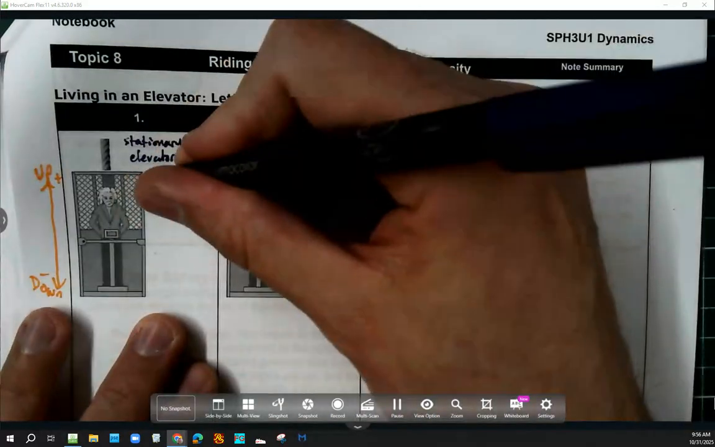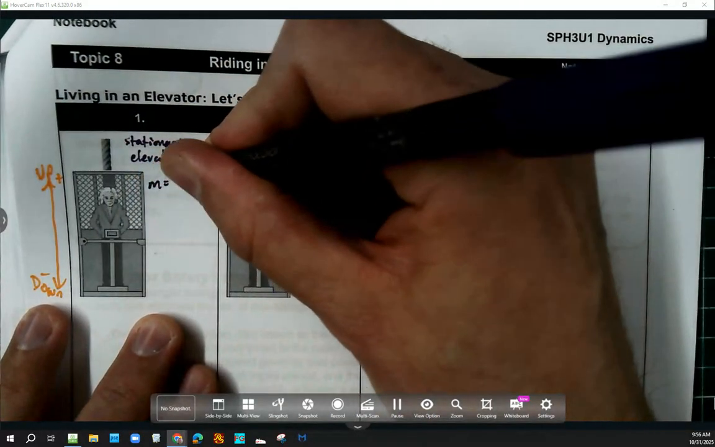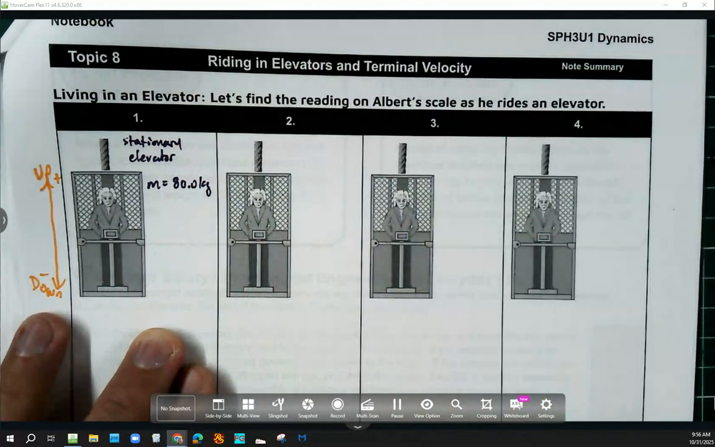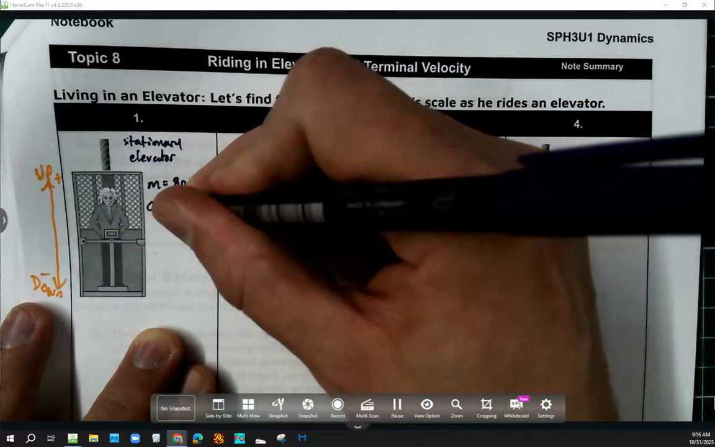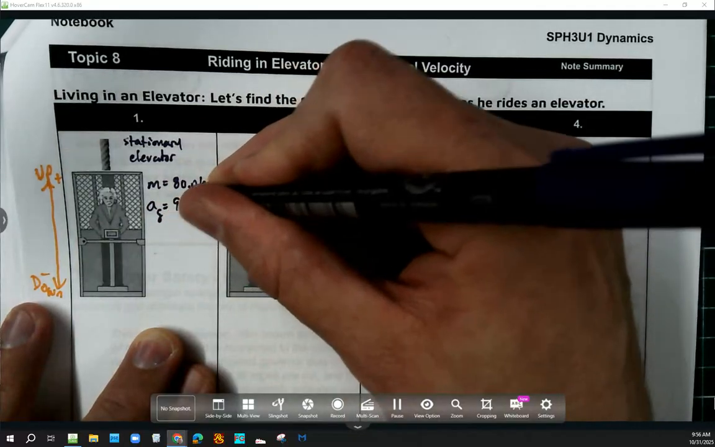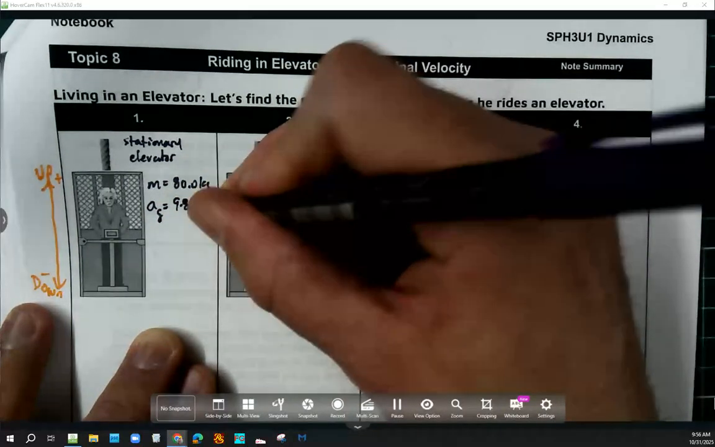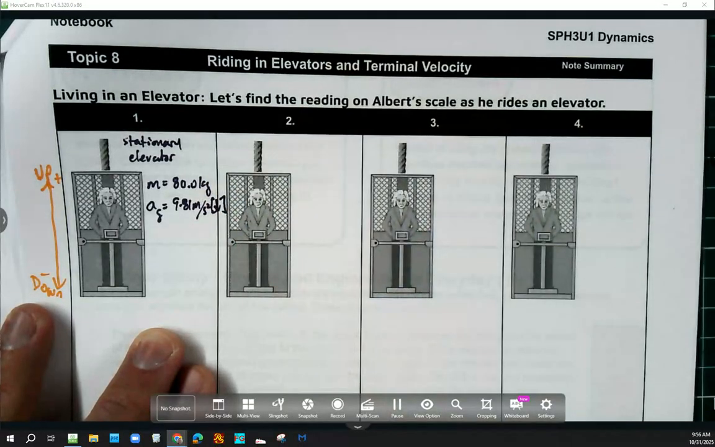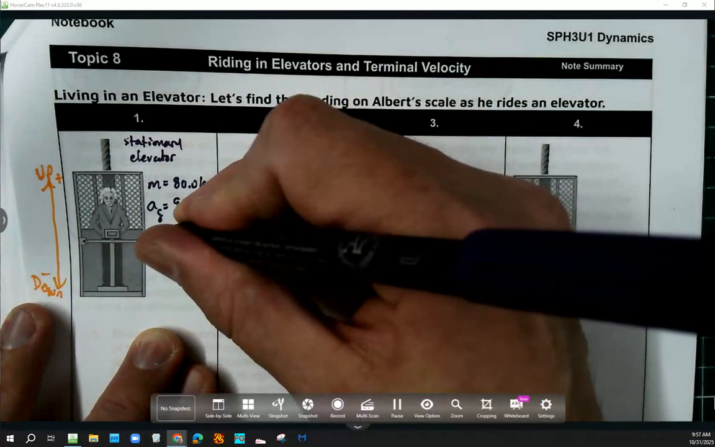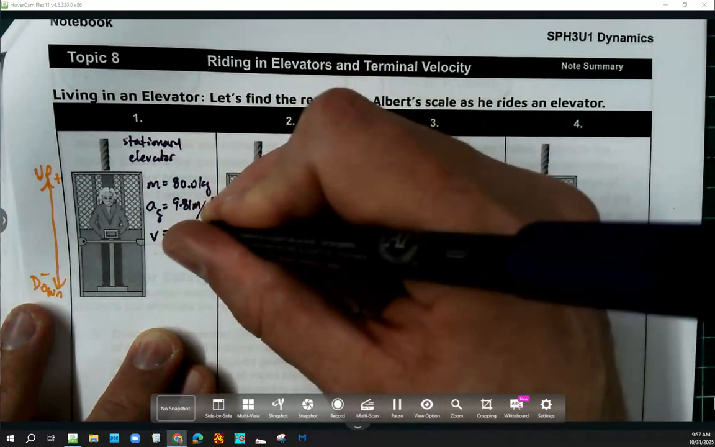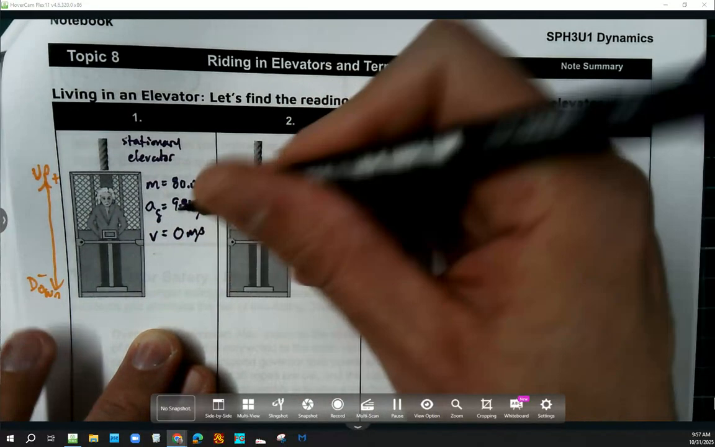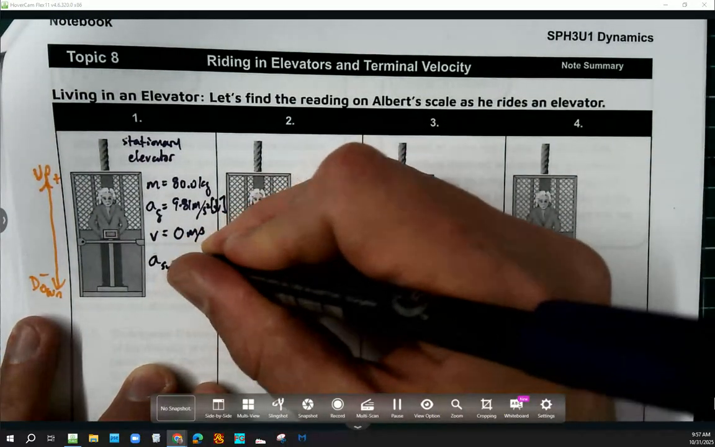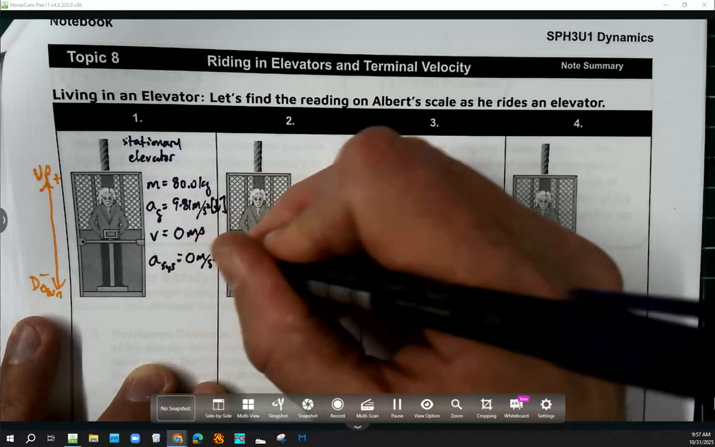And we'll give him a reasonable mass, like 80 kilograms. And assuming the elevator's on Earth, we'll say that it's 9.81 meters per second squared, and we can say that it's down. And if it's a stationary elevator, then Einstein has a velocity of 0 meters per second. And what's more, if it's a stationary elevator, the acceleration of the system should be 0 meters per second squared.